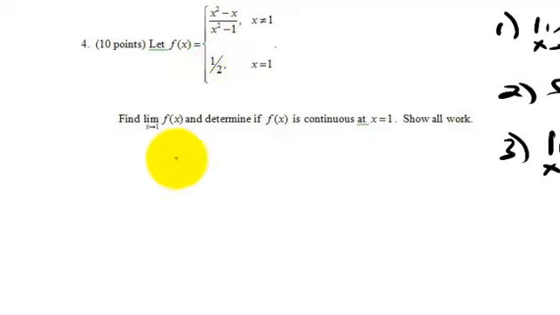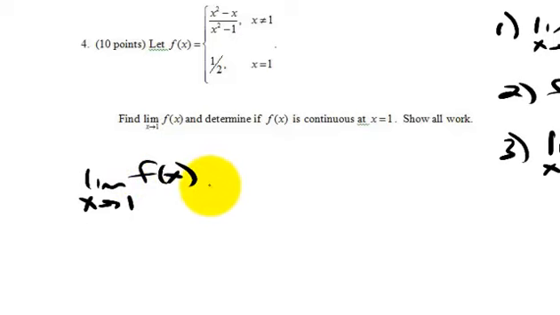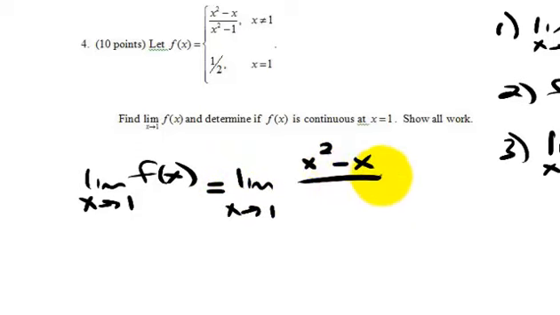Now let's figure out the limit as x approaches 1 of this function. Alright, when x is approaching 1, it means that we're not 1. We're close to 1, but we're not 1. And f of x is represented by this right here, when x is not 1. So this can be the limit as x approaches 1 of x squared minus x over x squared minus 1.